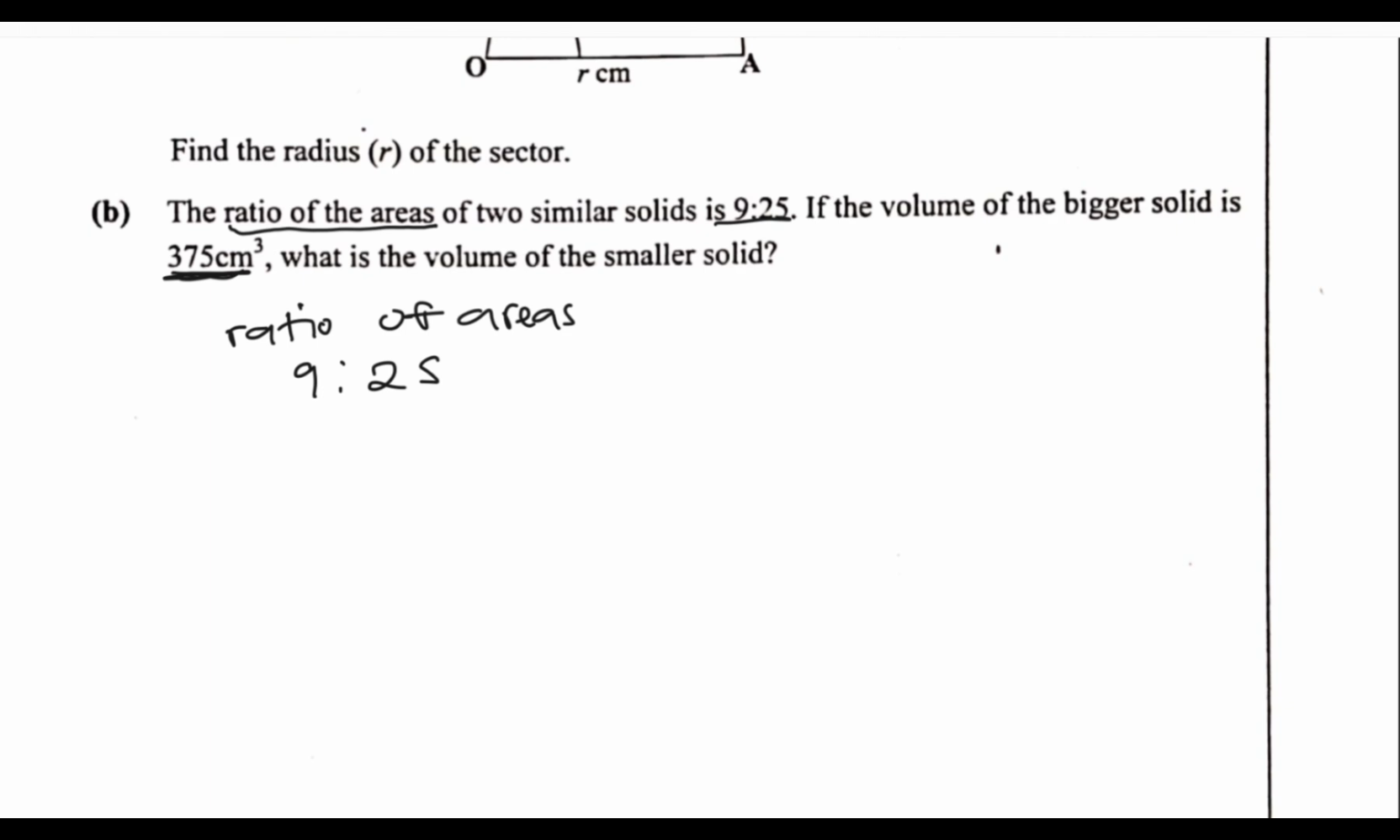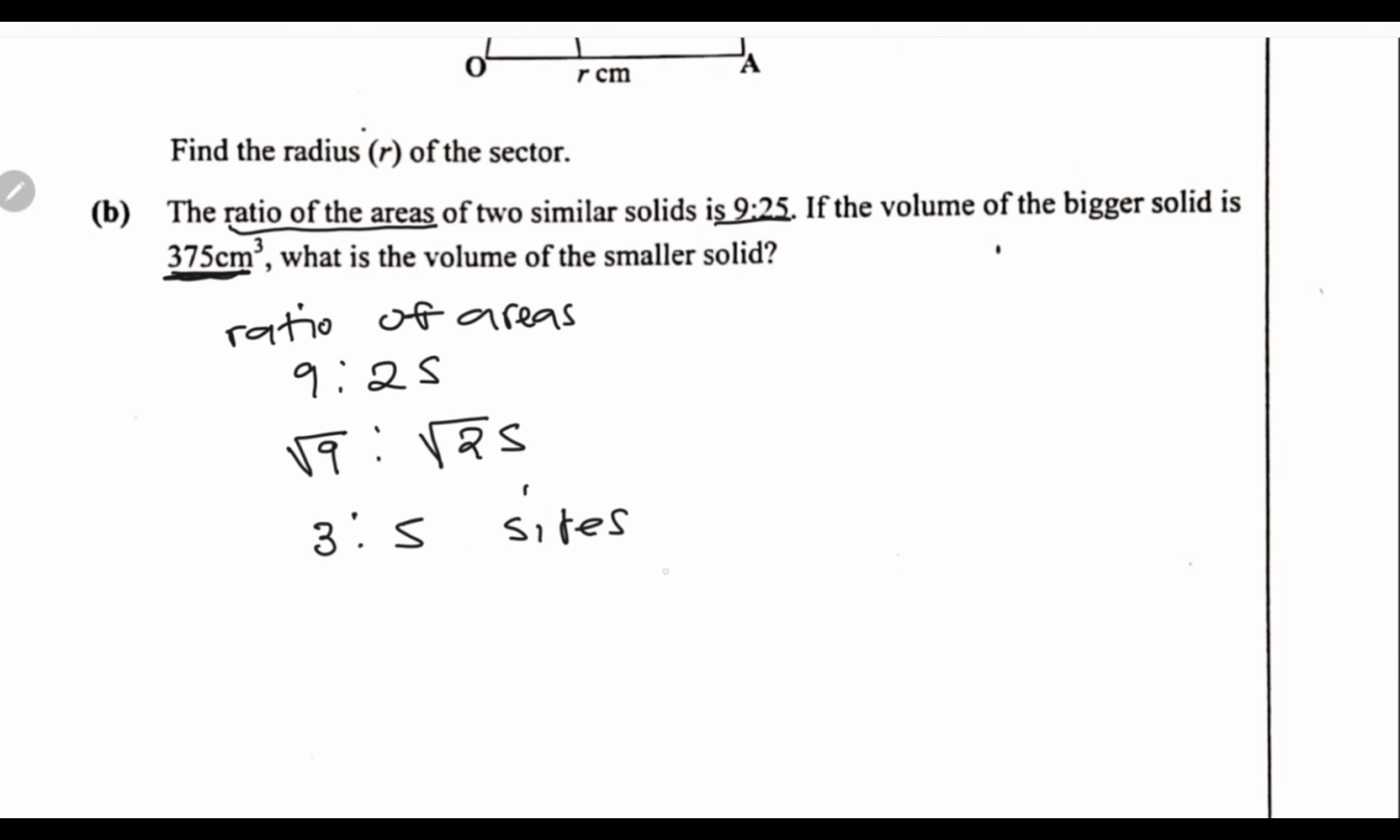If you simply want to find the ratio of sides, you simply square root. When you square root, it gives you the ratio of sides. So we're going to say square root of 9 to square root of 25. This one that we are finding is the ratio of sides. So this is 3 to 5. So this is for sides. The question is, how do we find the ratio of volumes?